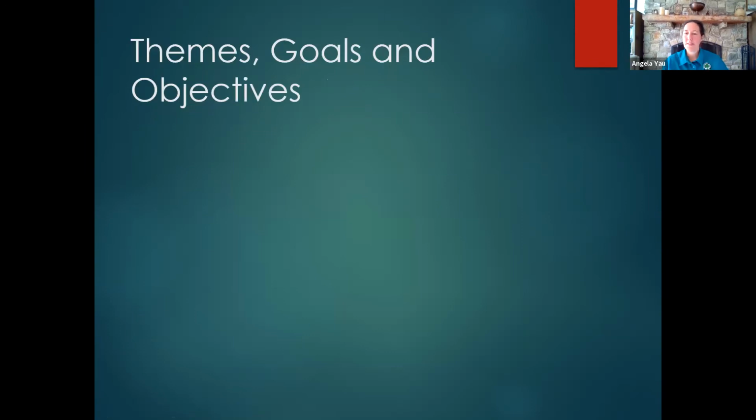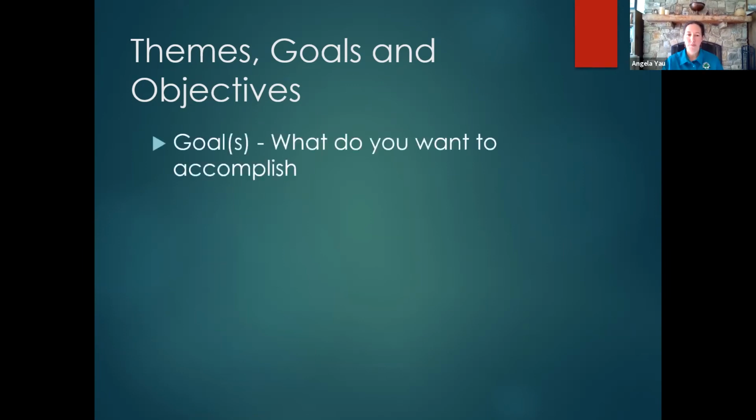So the first piece is the P. We say that interpretation has a purpose. And remember at the very beginning when I said it's a mission-based communication process, that P, the purpose, is all about how do you meet the mission of your site. So we think about our themes in interpretation, which we're going to expand on in just a little bit, but we also think about what are the goals and objectives. What are we aiming to accomplish?